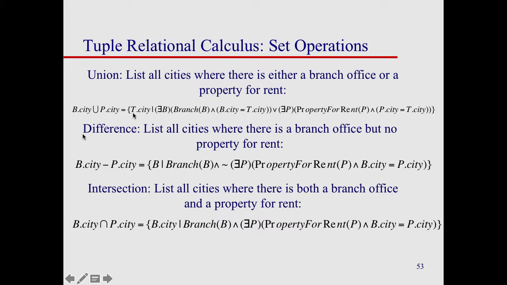That's why I have trouble wrapping my head around this. The reason you don't see T as a tuple variable is because there is no relation that you can have T range over. It can't range over just the branch relation, and it can't range over just the property relation. In some sense, it has to range over both, but there's no way of saying that. So you just end up having no mention of T as a tuple variable on the right-hand side.